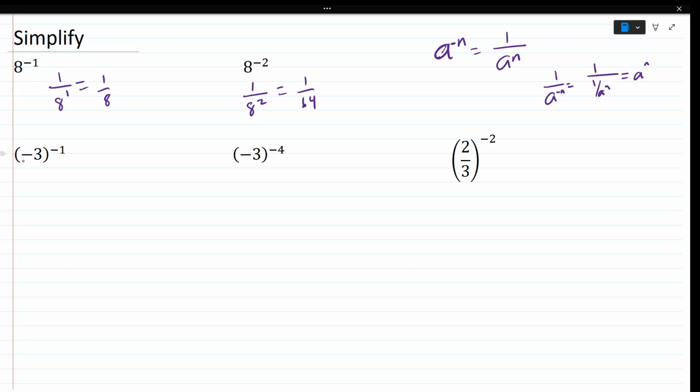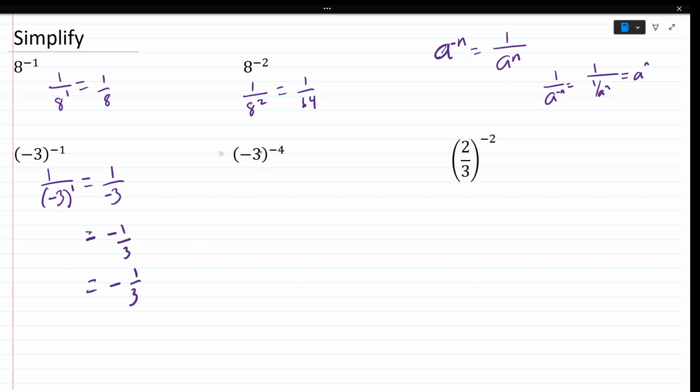Now if you had the negative exponent on the parentheses, remember that means everything will be moved down. So the negative 3, that quantity raised to the negative 1 would be 1 over, let's say, the negative 3 to the first, which would just be 1 over negative 3, which also is the same thing as negative 1 over 3 or negative 1/3. You could think of it as all three of those are the same thing.